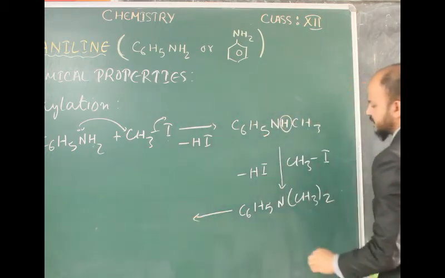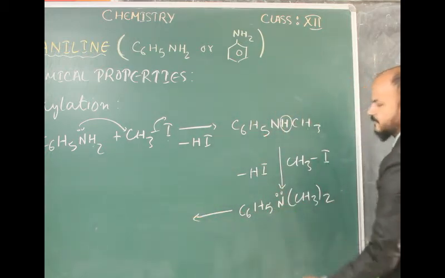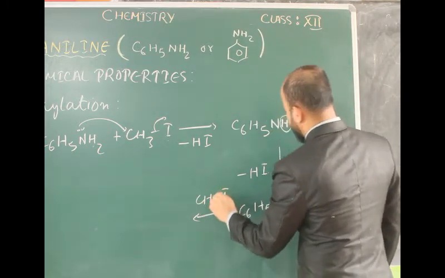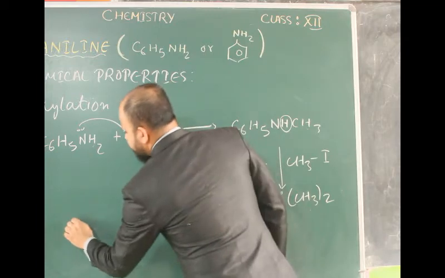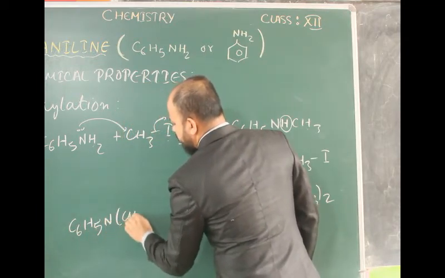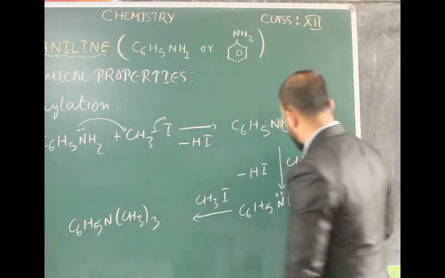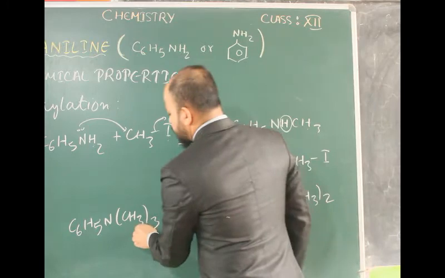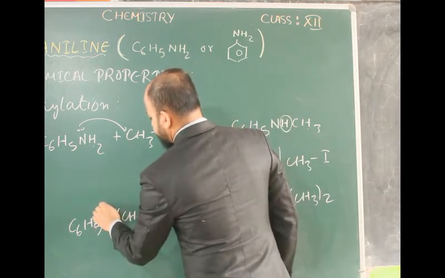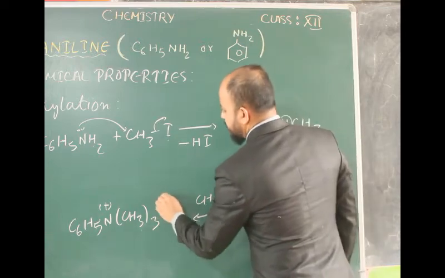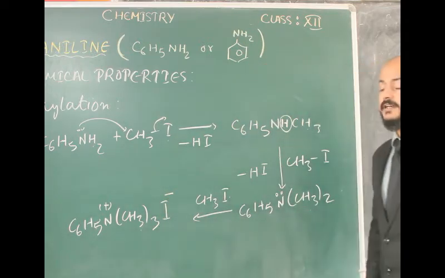Further, this reaction takes place since nitrogen has a lone pair. Again, it reacts with CH3I to give you C6H5N with CH3 thrice. One more CH3 will be added here, so this will be positive, and the iodide will now come and stay here with a negative sign.